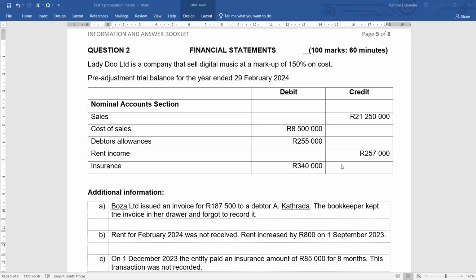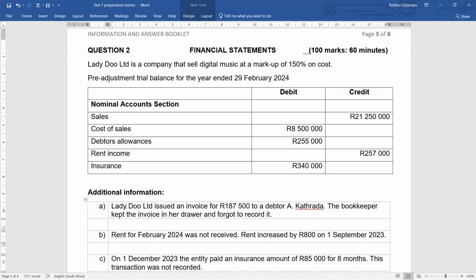I will start with the first one. Okay, I already see a mistake there. So I'll just put it like that. It's Lady Do Limited.